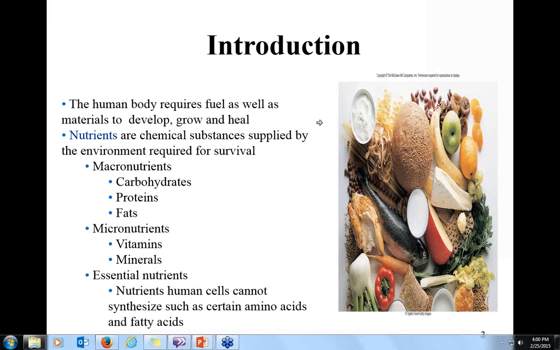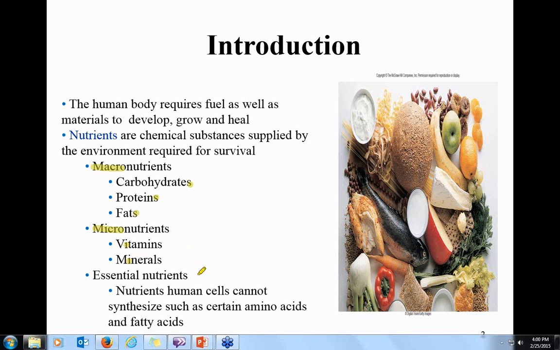Nutrients are what are needed for survival. Some nutrients are called macronutrients. Macro means large, so these are nutrients you need in large amounts, and of course, they're the carbohydrates, the proteins, and the fats. Micro, you may remember, means small. So these are not unimportant, you just don't need as many of them. These are vitamins and minerals.